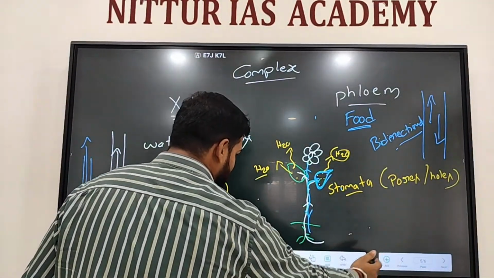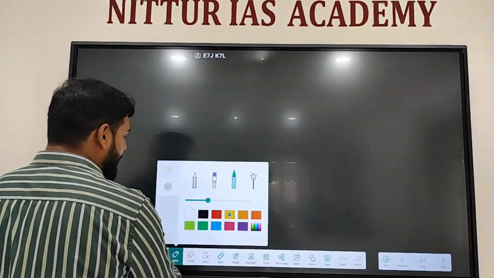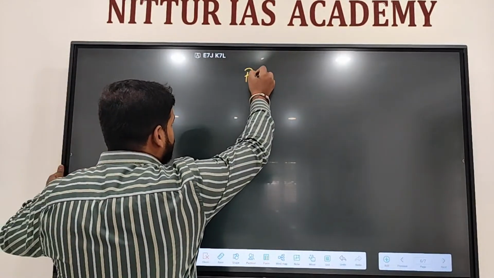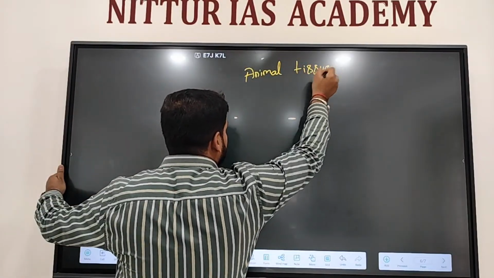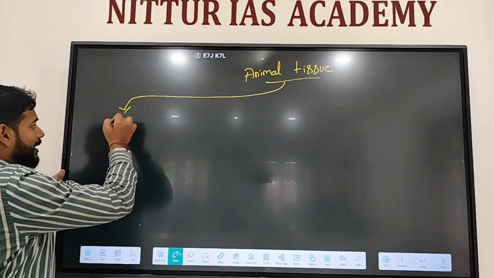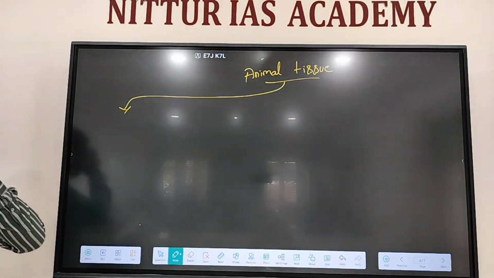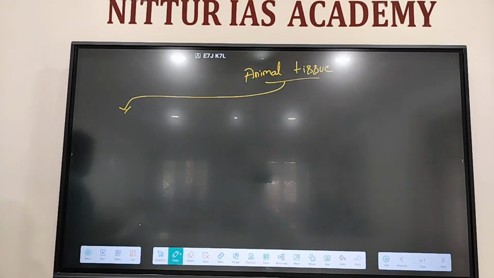Then let's discuss animal tissues. Animal tissues are classified into 4 types. Animal tissue means human tissues, the tissues present in us.